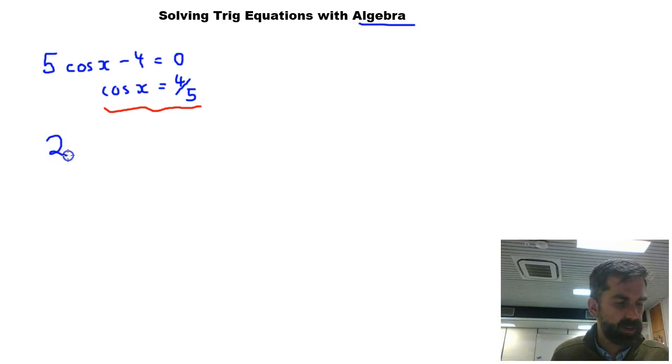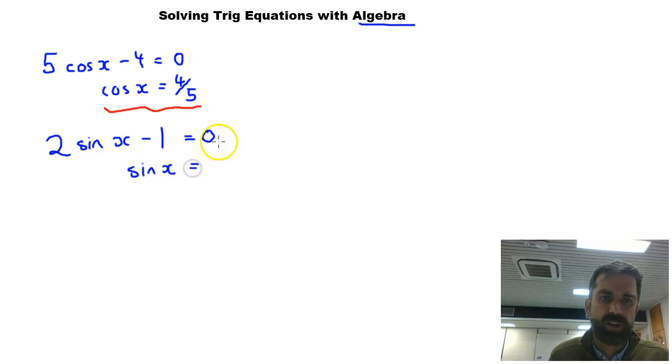Let's say we had 2 sine x minus 1 equals 0. A bit of a similar thing to that first one. If we rearrange that, so we move the 1 over and then divide by 2, we would get sine of x equals 1/2. Now, if you have a look at your unit circle, we actually know something in this case. This is something that we can solve. We know when the sine is equal to 1/2. We don't know when cosine's 4/5, but we do know this one.